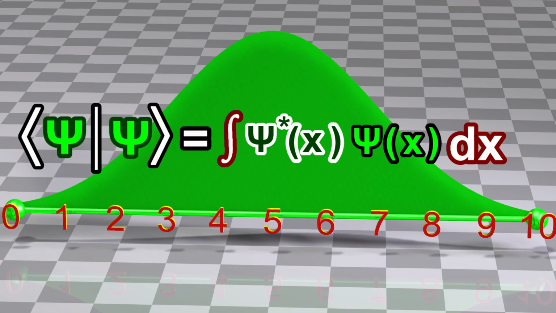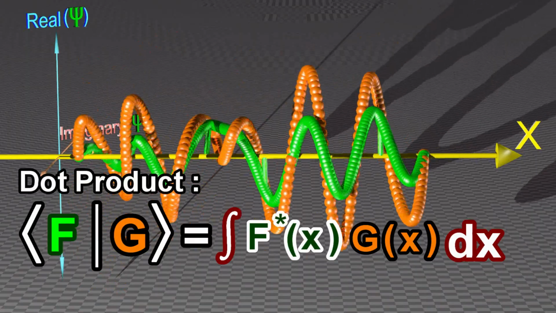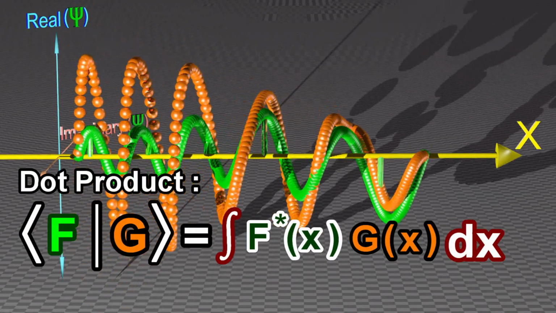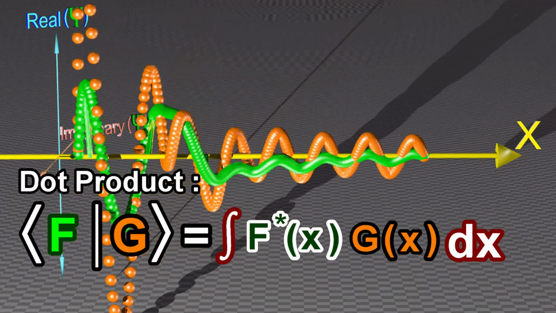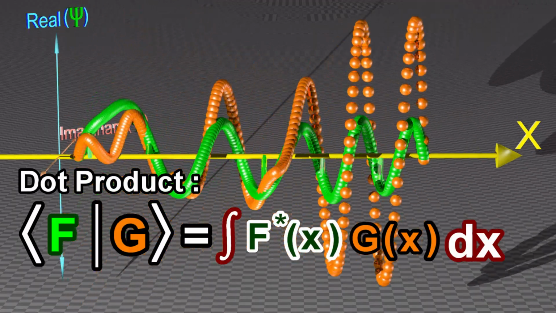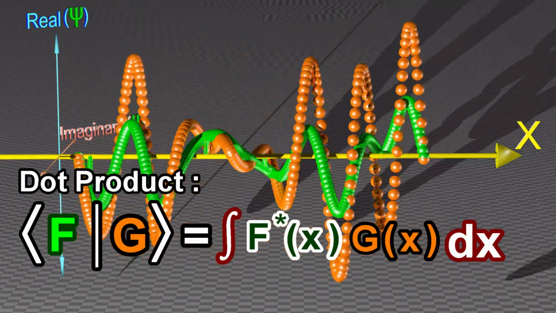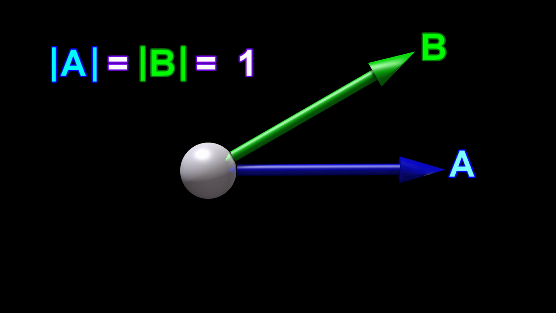If we have two different wave functions, which we think of as vectors, then this notation represents the dot product of the two vectors. This is similar to the traditional dot product of two vectors, except for the fact that when complex numbers are involved, we have to take the complex conjugate of the first number. If we are dealing with only real numbers, and both of our vectors have a length of 1, then the dot product of the two vectors can be thought of as the projection of one vector onto the other.